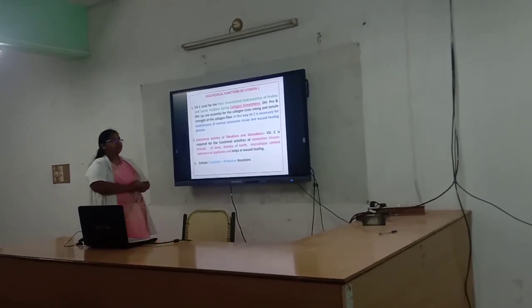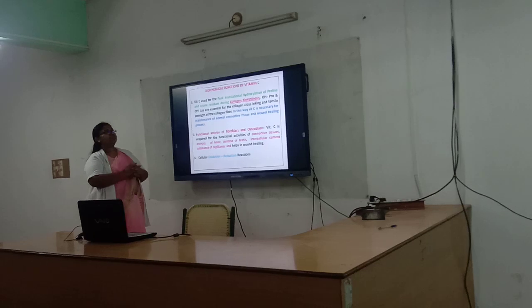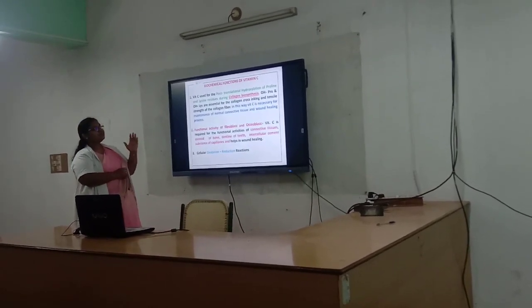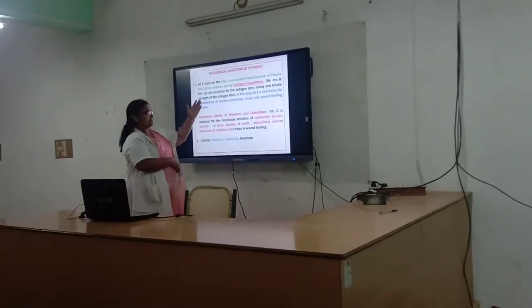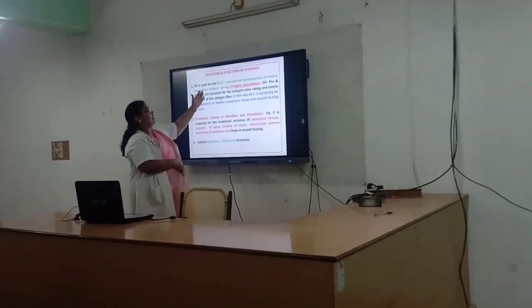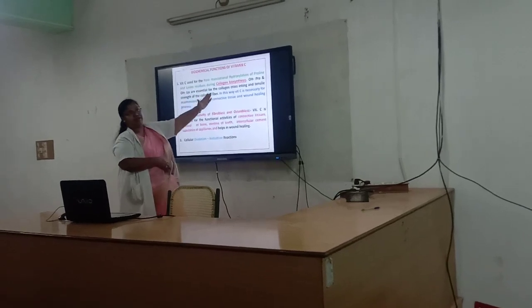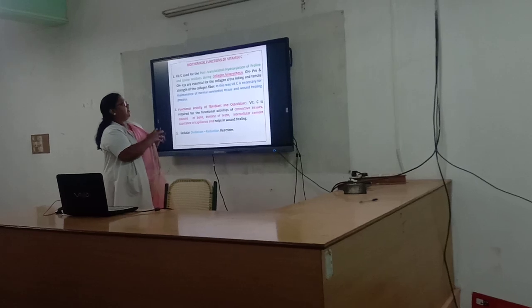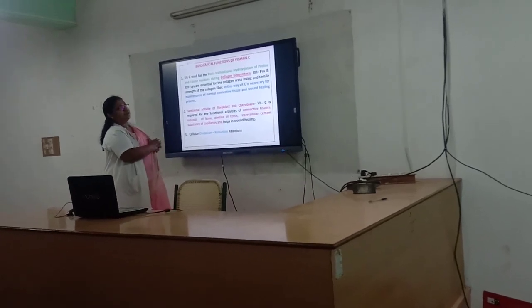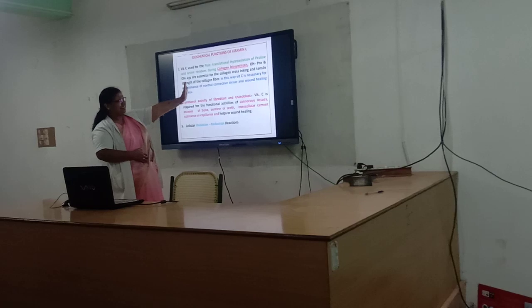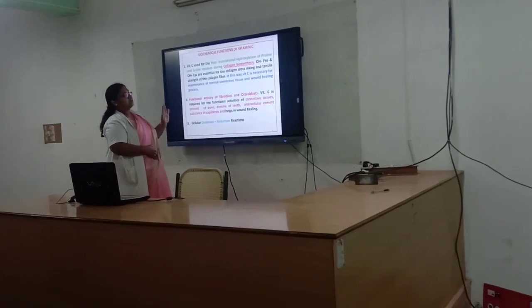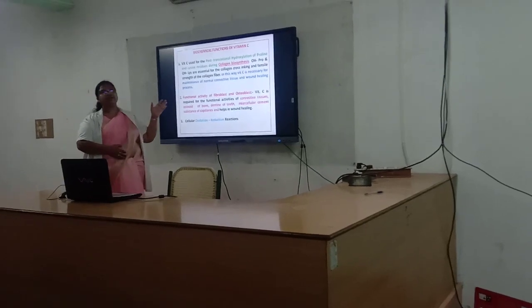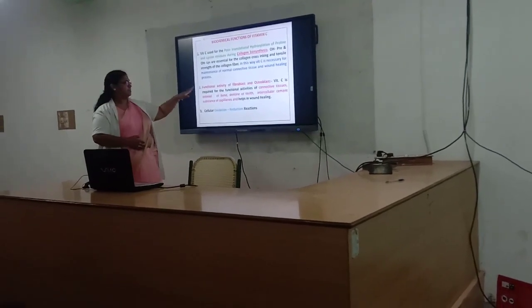Coming to the biochemical functions of vitamin C, the major function is involved in the biosynthesis of collagen. It is used for the post-translational hydroxylation of proline and lysine residues during collagen biosynthesis. These hydroxylations are very essential for the cross-linking and tensile strength of collagen fiber. So vitamin C is very important for the maintenance of normal connective tissue and the wound healing process.